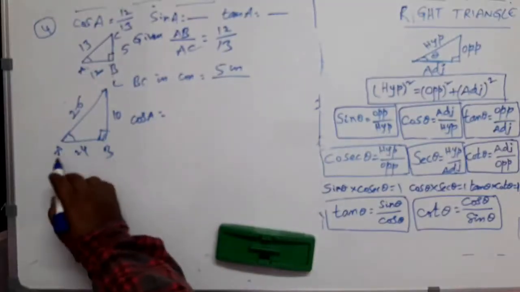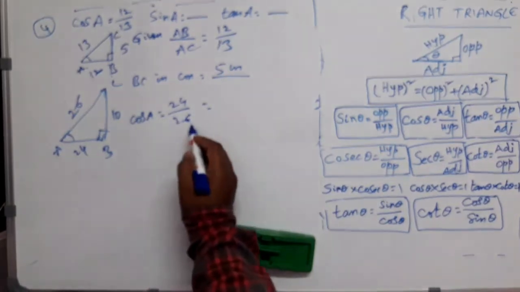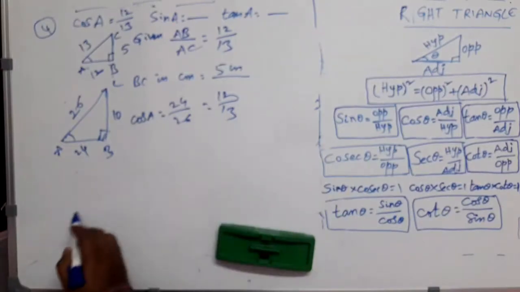Tell me. Cos A is adjacent side by hypotenuse. 24 divided by 26. Simplify further, 2 12s, 2 13s, right? 12 by 13. See this figure.